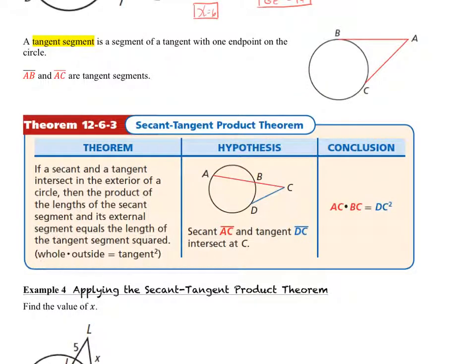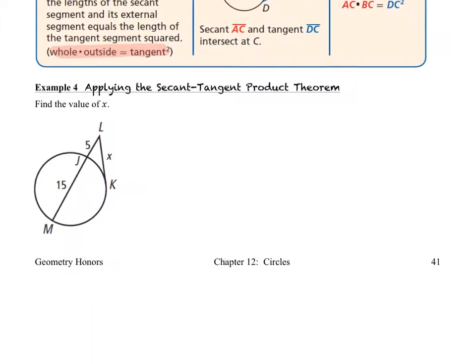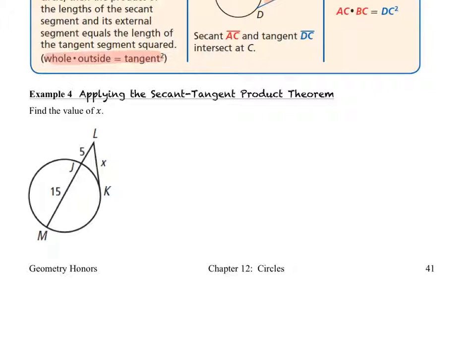Remember that a tangent is a segment with one endpoint on the circle. So now let's take a look at secant-tangent product theorem. It basically says that if you have a secant and a tangent, then it's going to be the whole of the secant times the outside, like we just did before, is equal to the tangent squared. So let's just focus on this wording to get us through this next problem. The whole times outside equals tangent squared.